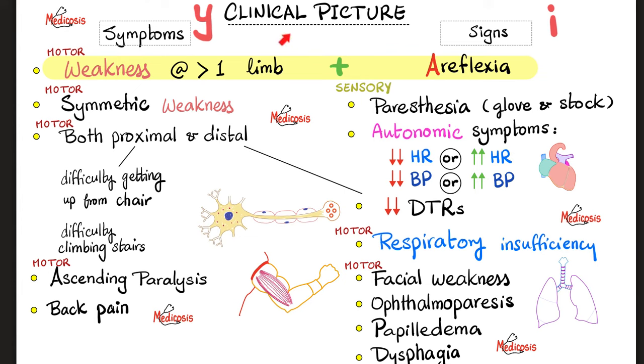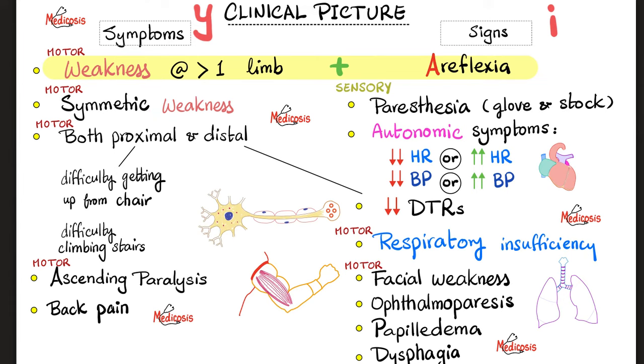For example, right arm and left arm, or right arm and right leg, or all the limbs. It's usually a symmetric weakness because the nasty immune attack doesn't care. It's going to affect every part of your body. It's not going to say, well, I like the right leg, but the left leg is kind of mid. It's not going to happen because it's a systemic disease and not a localized disease.